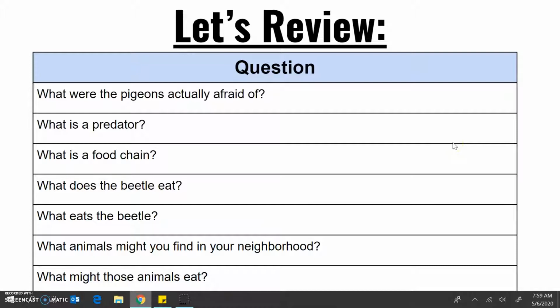So those last 2 questions required you to think of, what have you seen around you? What animals have you seen? And then what does that force you to think about? Who's eating him? And what he or she might be eating.